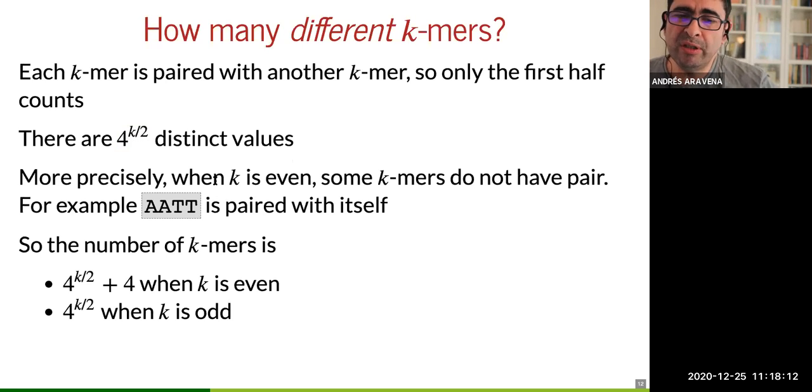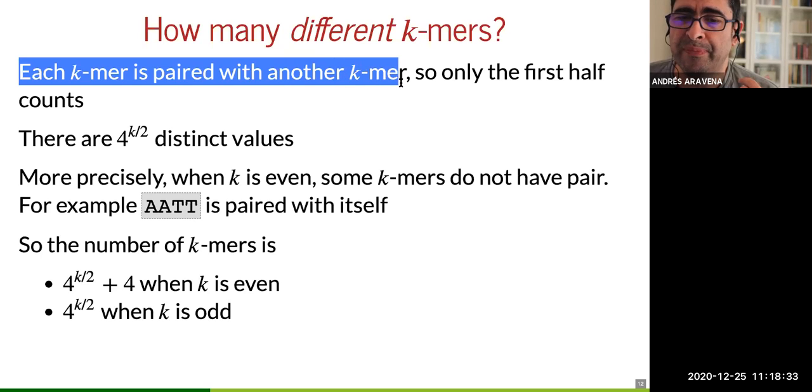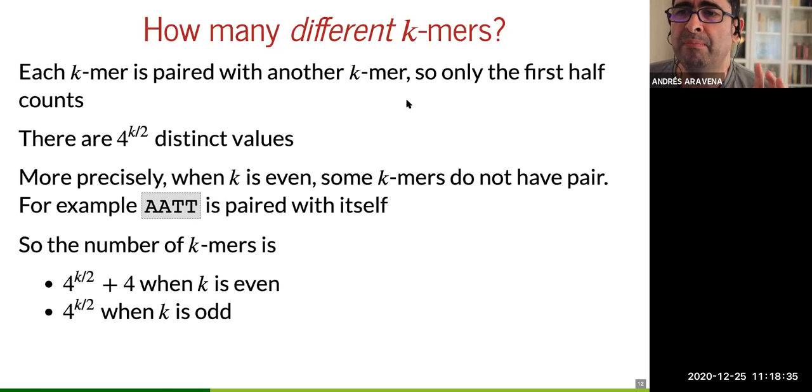Now, that was my first answer, but when I looked further, I found that when k is even, you have some k-mers that don't have a pair. For example, this one, AATT: if you take the reverse complement, it is itself. So it is not strictly true that each k-mer is paired with another. Most of them are, but there are some cases that are paired with themselves, so you cannot discount them.